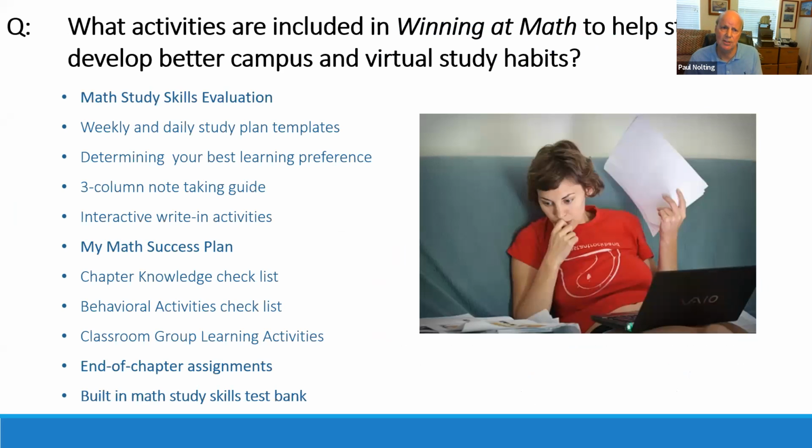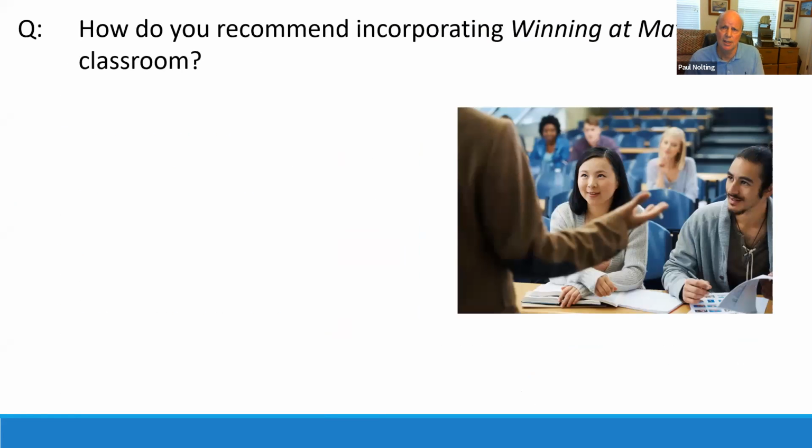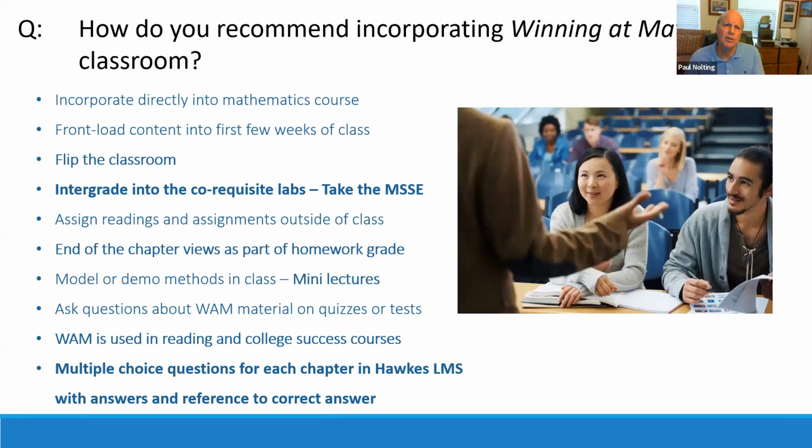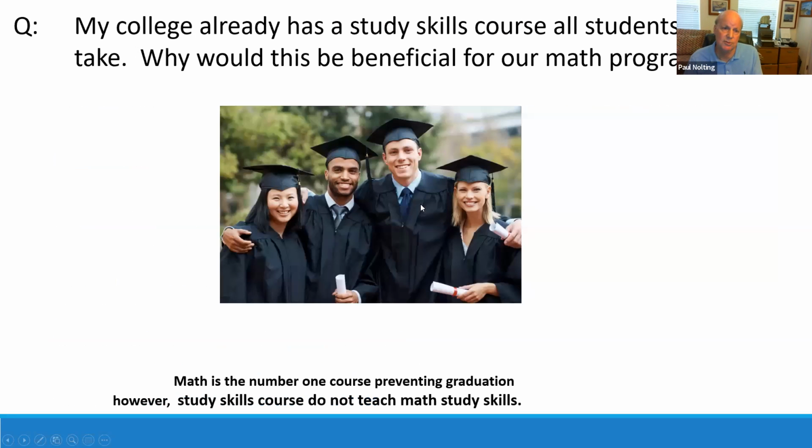What activities? We got math study skills evaluation, 3-column note-taking system. We already talked about all these. Chapter review sheet, that sort of thing. You know, in the classroom, it's part of the classroom. It's part of the co-requisites. You flip the classroom. You have multiple choice questions already for you. You do little mini lectures, which you do anyway. That really works. And they listen. They really listen then, because that shows them success.